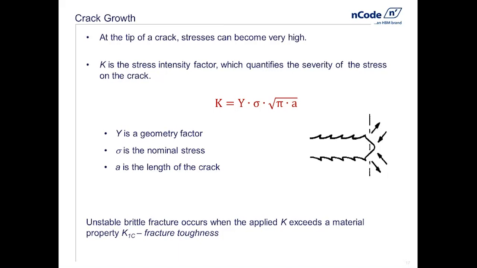This is no different than looking at overload criteria that says we will yield if the material's yield strength is exceeded by the applied stress. Failure occurs if the stress is higher than the strength. Likewise, we can say that fast fracture, or brittle, unstable fracture, will occur if the applied stress intensity factor exceeds a material property. And that material property is called K1C, or fracture toughness. You can look this up in a handbook, and you'll find that it's extremely low for brittle materials like glass, and extremely high for ductile materials like unalloyed metals. So this will help us understand, will the crack fracture immediately or not?